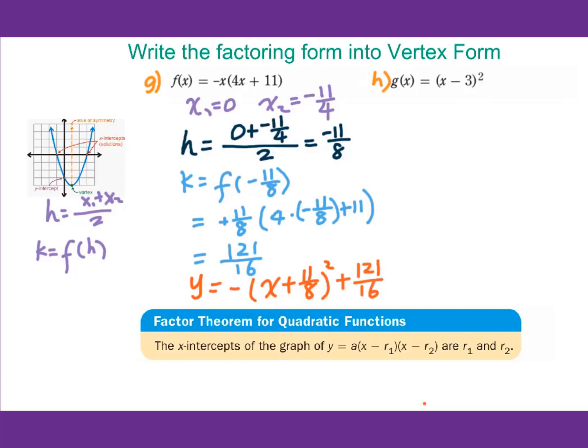For number H, it's already in vertex form. Your a equals 1 and h equals 3, k equals 0.